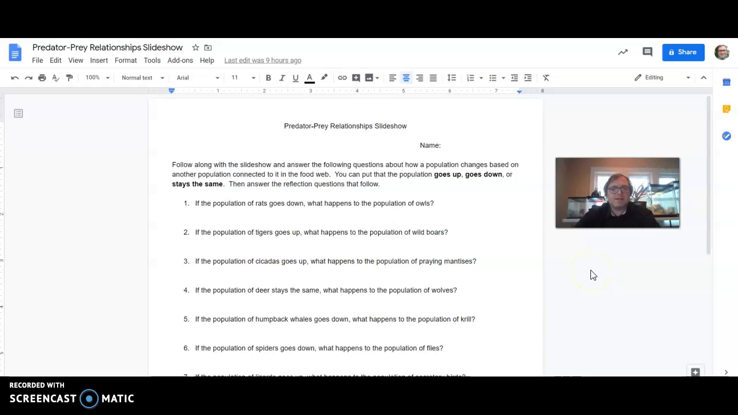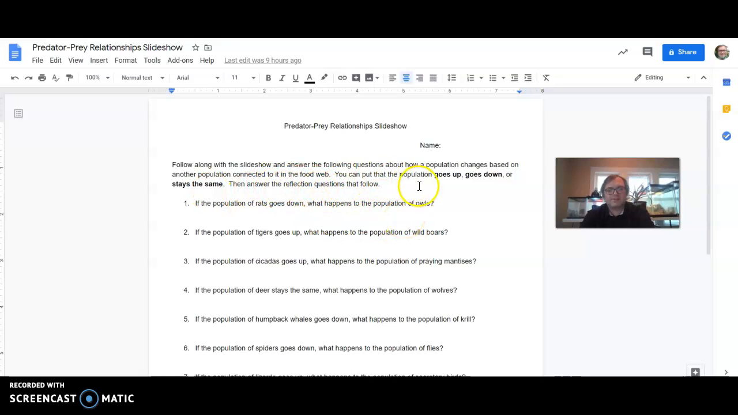Hey everyone, so I just wanted to give a little bit of an explanation here for the predator-prey relationship slideshow as far as this sheet that goes along with it. So again, if you're watching the slideshow, it'll kind of go through what these concepts are. We're just trying to figure out, basically, I'll give you a population. So here, like with the first example, if the population of rats goes down, what happens to the population of owls? So you'll just be putting that the population either goes up, goes down, or stays the same. Just pay attention to which one's being asked about in the question.